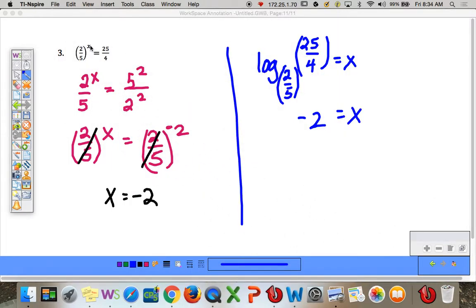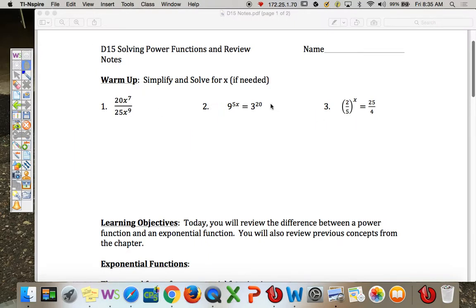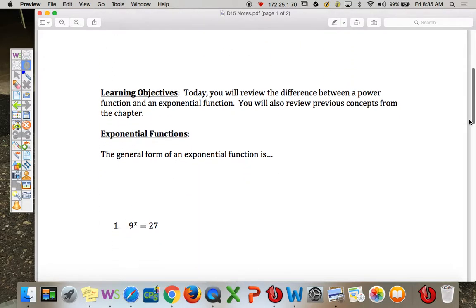So 2 ways to solve, actually 3 ways. I could use guess and check. When x is the exponent, these are all exponential functions. Or these 2, I should say, are exponential functions. This is a power function. All right, learning objective today, we're going to review the difference between a power function, exponential, and review previous concepts.